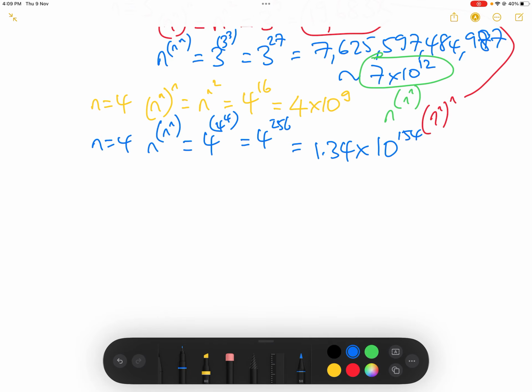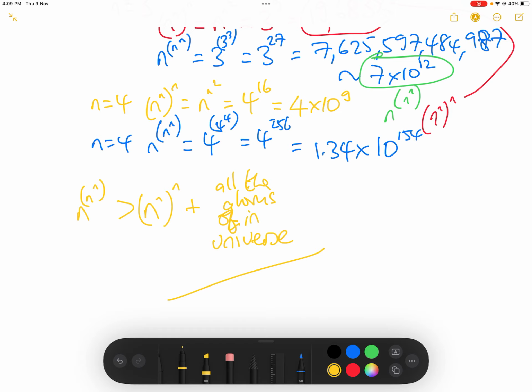So for n equals 4 or greater, n to the power of n to the power of n is greater than (n to the power of n) to the power of n, not only plus all the atoms in the universe, but plus all of the atoms in the universe if each atom itself contained an entire universe of atoms. So there we go, it does matter which way the brackets are.